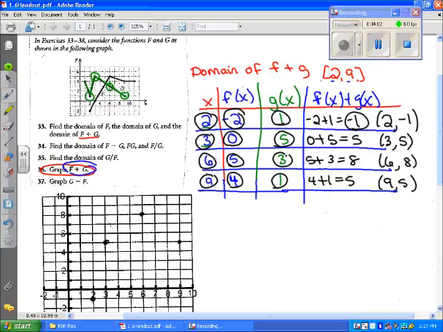Okay, now we're going to go ahead and connect these together, a straight line segment in between each point. And then that concludes number 36. This right here is a graph of f plus g. We'll go on to number 37 in the next video.